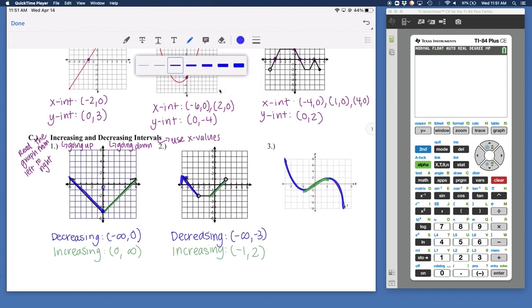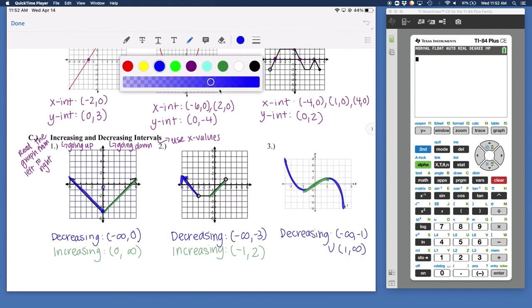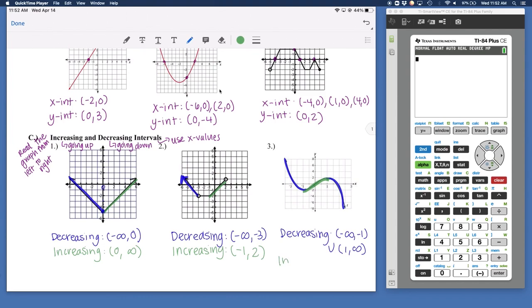So let's start with the decreasing. It starts decreasing all the way on the left, so that's negative infinity to negative 1. And then it also decreases from 1 to infinity. To join those two intervals, we put a little u between them. Whereas for increasing, it starts at negative 1 as an x value and stops at 1.